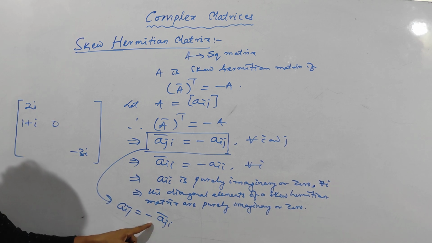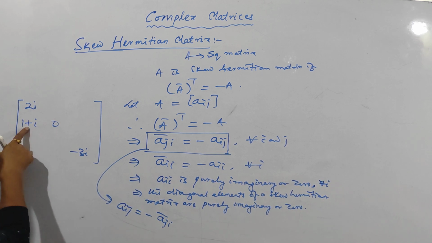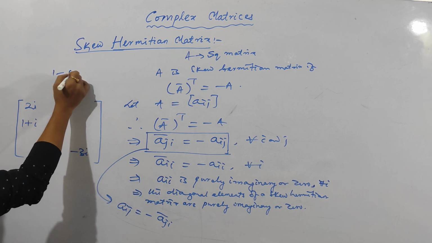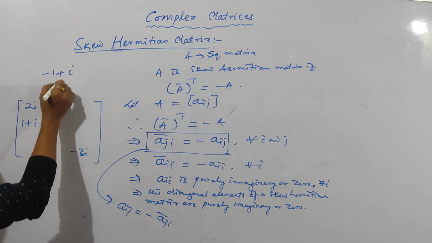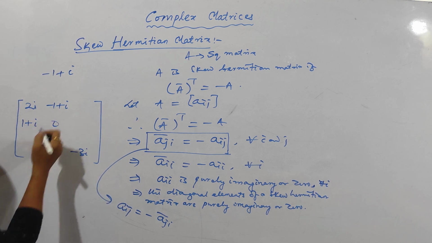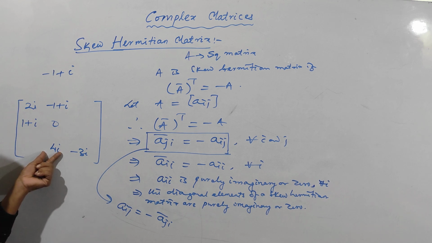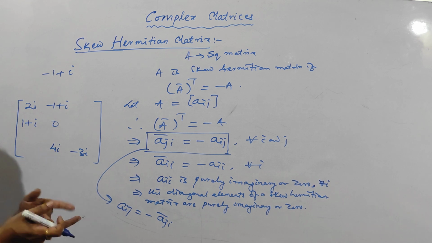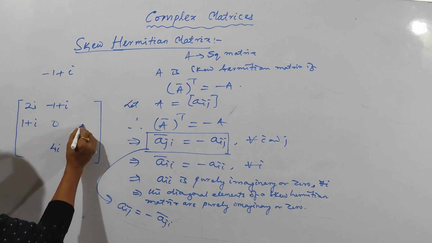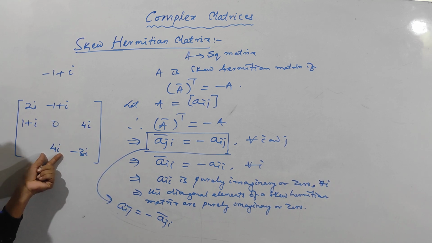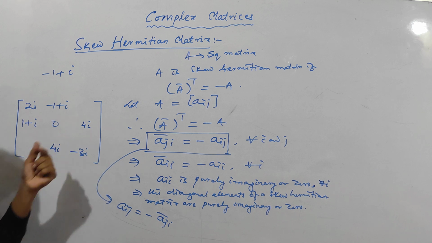Take its conjugate and multiply it by minus 1. So the conjugate of 1 plus i is 1 minus i, then multiply by minus, so it will be minus 1 plus i. This is 4i. If this is 4i, then the conjugate of 4i is minus 4i. Then multiply by minus 1, it will be simply 4i. Because the conjugate of 4i is minus 4i, then multiply by minus, it will become 4i.